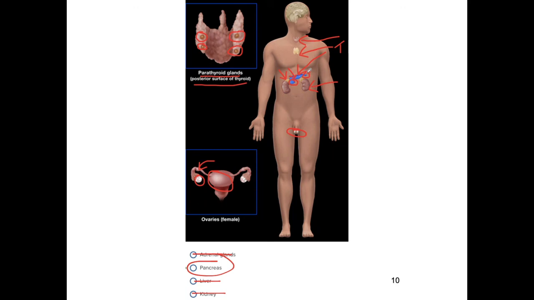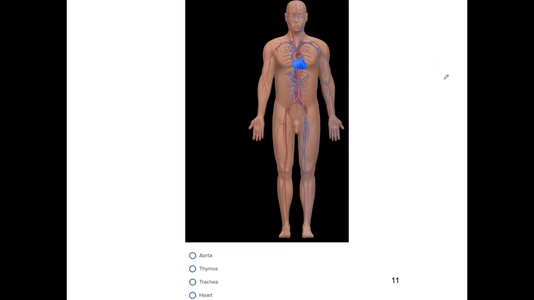And it also produces digestive enzymes. The pancreas produces pancreatic protease to break down proteins, pancreatic carbohydrase to break down carbohydrates, and then pancreatic lipase to break down lipids. Anything that ends in ASE is an enzyme. Enzymes speed up chemical reactions. That's what they do. So proteases break down proteins, carbohydrases break down carbohydrates, and lipases break down lipids.